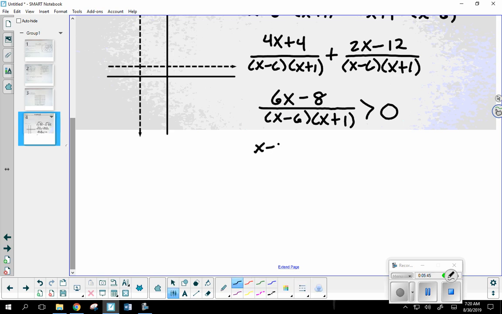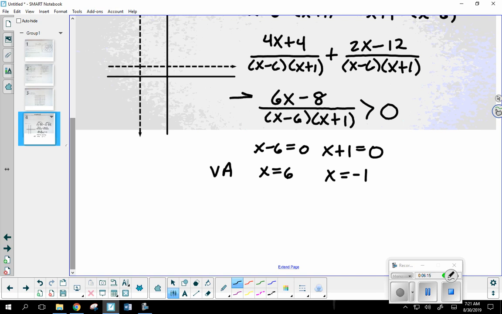x minus 6 is equal to 0. x plus 1 is equal to 0. So x equals 6, x equals negative 1. If I were to graph this particular function, both of these would become vertical asymptotes. Okay? The majority of the time, the values that make x 0 in the denominator will be your vertical asymptotes. Not all the time, the majority of the time. I'll show you when there's going to be holes later.